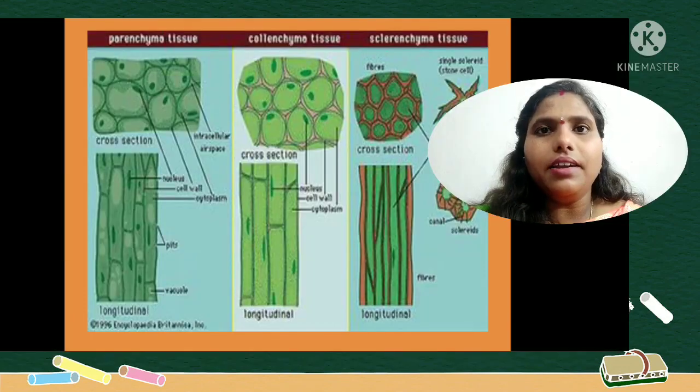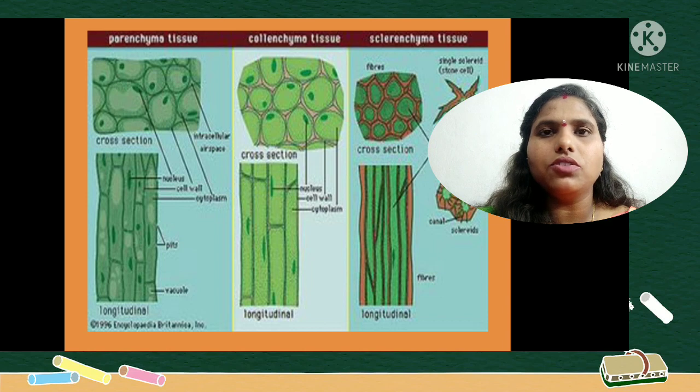In the next slide, observe that the 3 types of tissues are presented in a diagrammatic manner, meaning LS and TS.